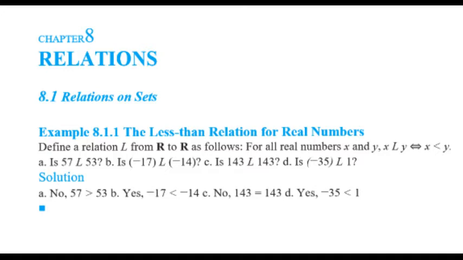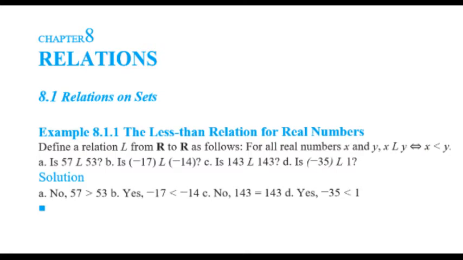which basically says let's define the relation L from the set of all real numbers to the set of all real numbers. So both the domain and codomain in this example is the set of real numbers. So we define L as follows. For every real numbers x and y, we say x is related to y by L if and only if x is less than y.